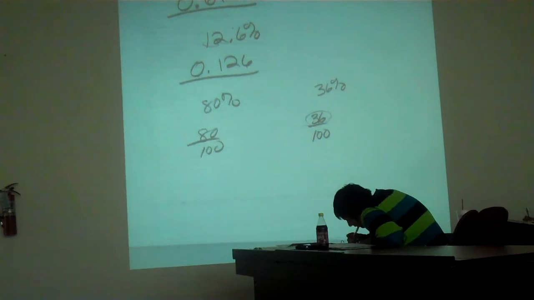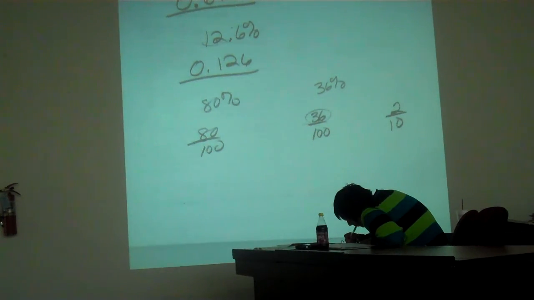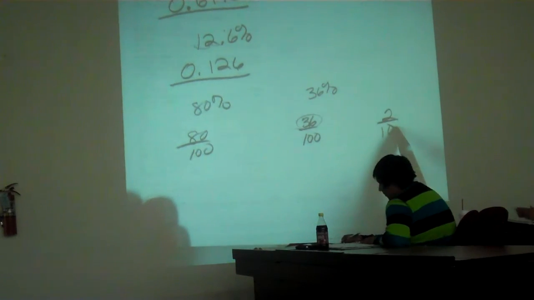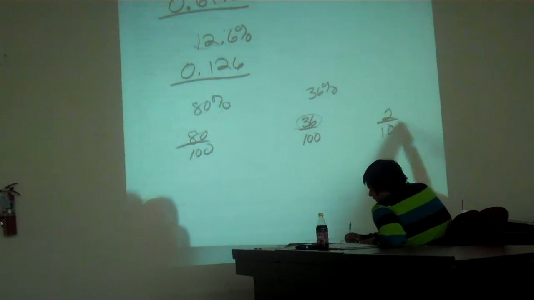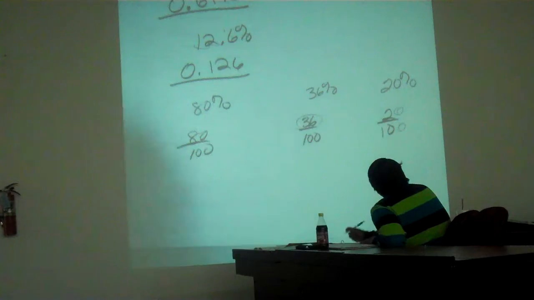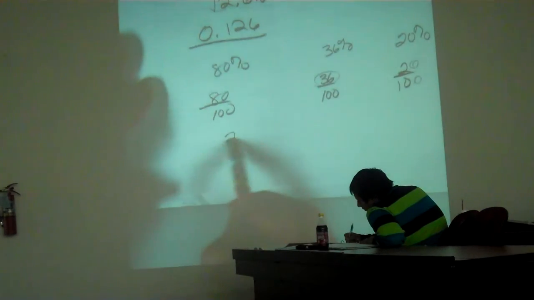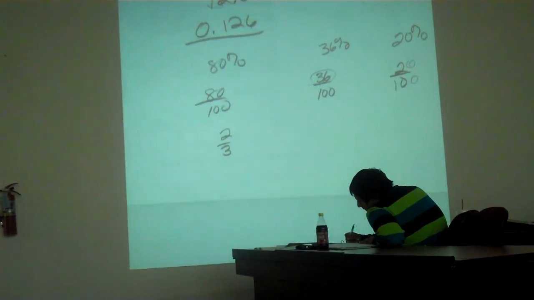Okay? Some of them won't be over 100 though. What if we have 2 over 10? 20. Yeah. If you can multiply this by 10, if you can add a 0 there and add a 0 there, that will be 20%. Okay? What if it's 2/3? That won't turn into 100 on the bottom easily.